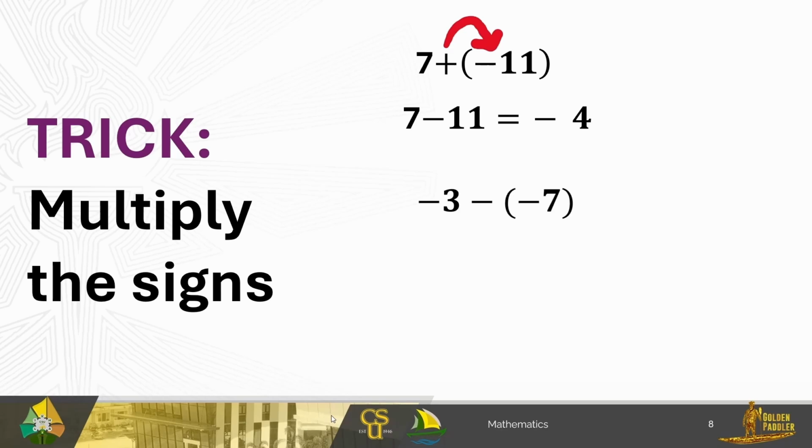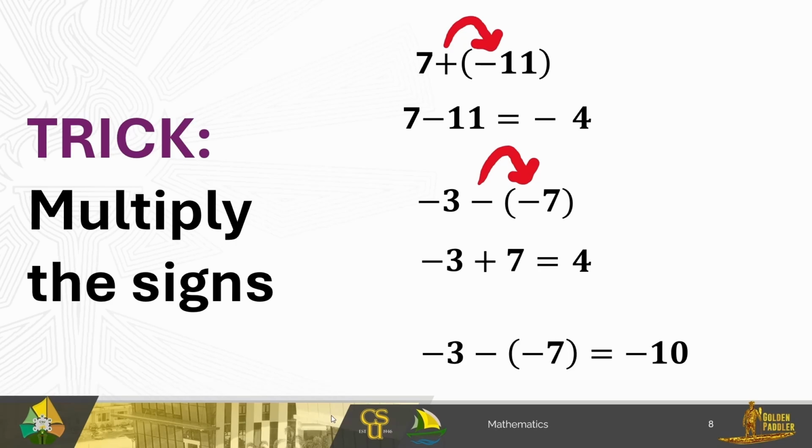On the other hand, we have negative 3 minus negative 7, which is the same as negative 3 plus 7, which is equal to positive 4. This is one of the biggest mistakes of some students: saying negative 3 minus negative 7 is equal to negative 10. Take note that you should multiply the negative signs to negative 7.